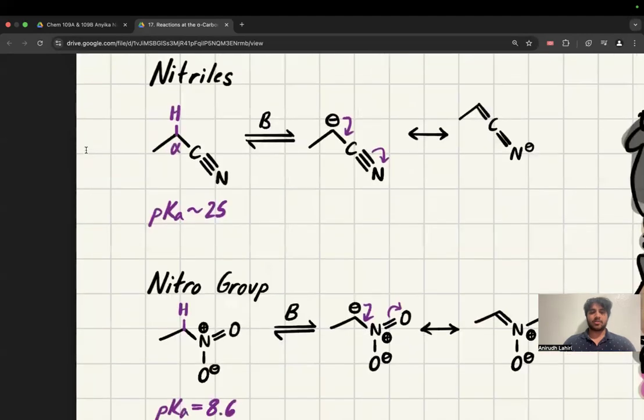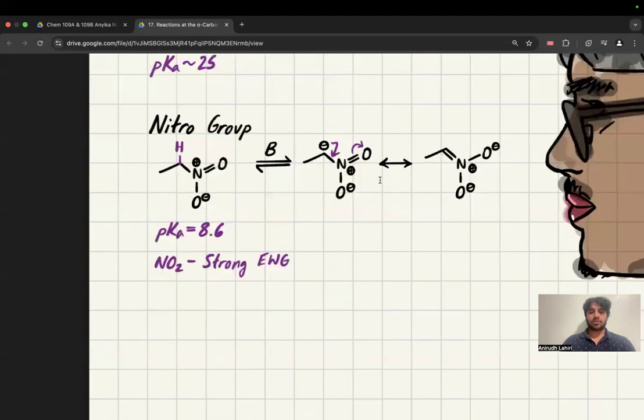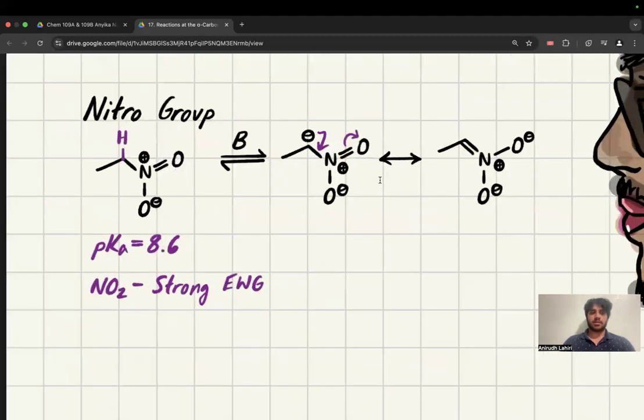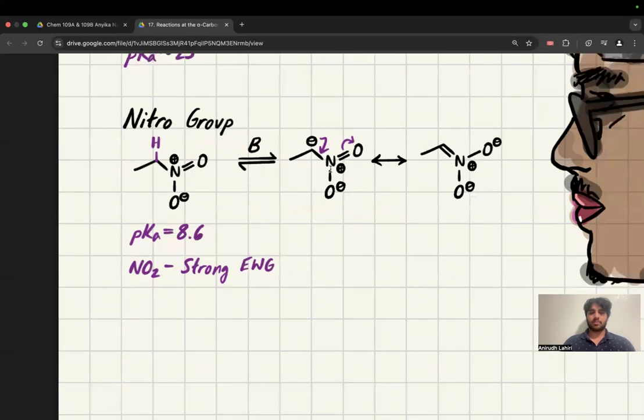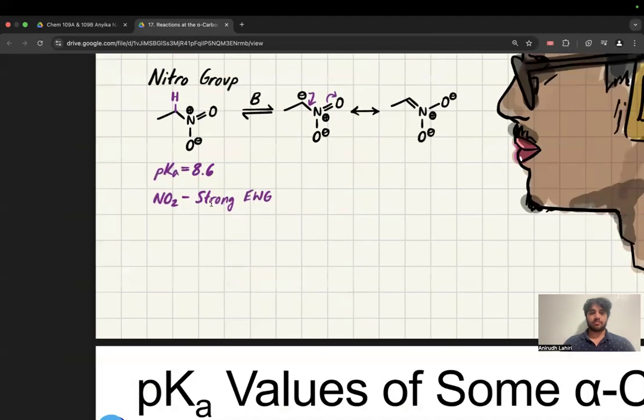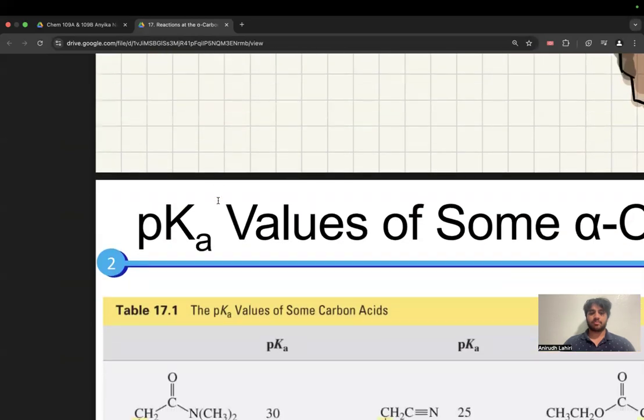Okay, nitriles. Nitriles are pKa 25. They're pretty good, because when we have the negative, we can come down here, kick this up, and we can delocalize electron density. A nitro group. This is probably the best electron withdrawing group, because the negative can come here, kick this up, and it has all kinds of resonance conjugation here. Cool. Very strong electron withdrawing group.